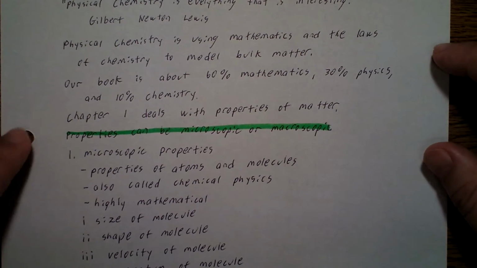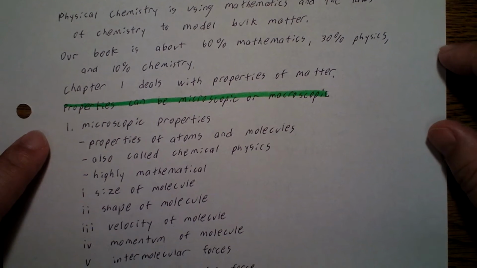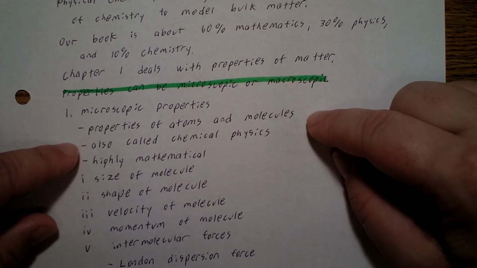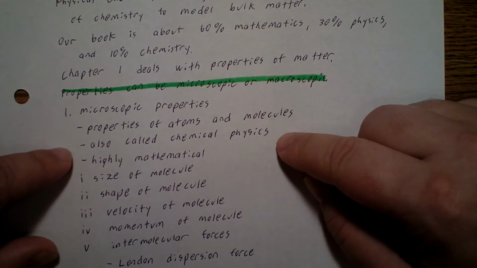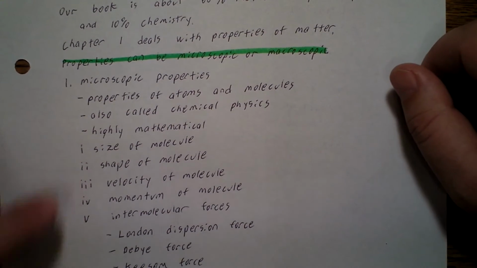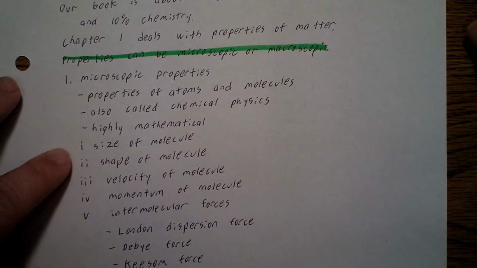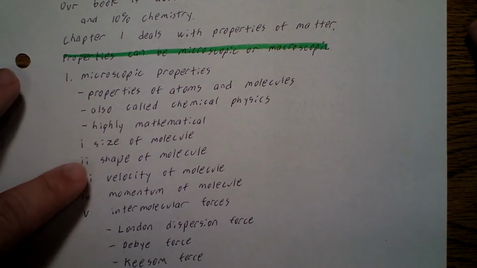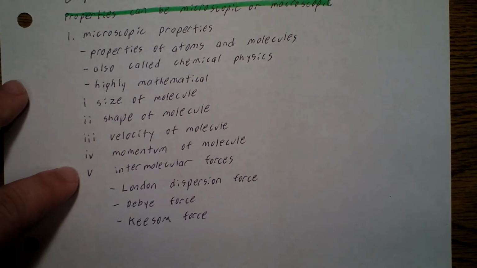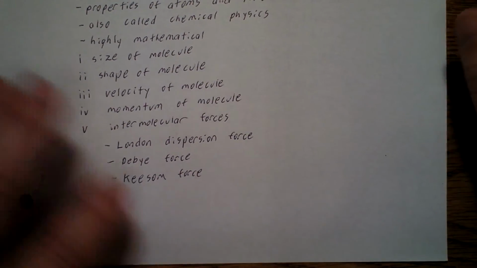Now, Chapter 1 deals with properties of matter. Properties can be microscopic or macroscopic. Microscopic properties are properties of atoms and molecules. This is also called chemical physics, and it's highly mathematical. Some of the things you might study under microscopic properties would be the size of a molecule, or the shape of a molecule, the velocity of a molecule, the momentum of a molecule, or intermolecular forces, such as London dispersion force, Debye force, and Keesom force.